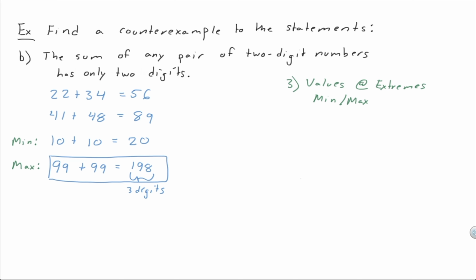Right, so we know that the sum of any pair of 2-digit numbers does not only have 2 digits, because 99 plus 99 equals 198, which has 3. Thus, 99 and 99 serve as a counterexample. And in particular, searching for that pair by looking at the max value, something on one of the extreme ends, was able to get us there pretty quickly. And so that can potentially be a useful strategy to finding counterexamples as well.